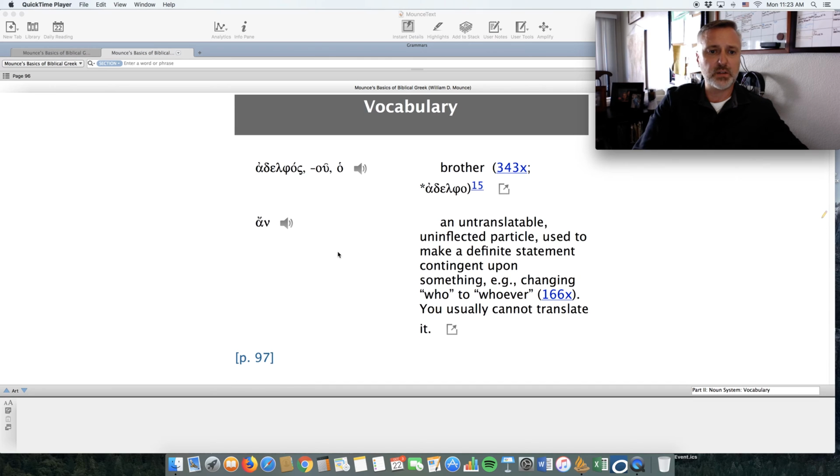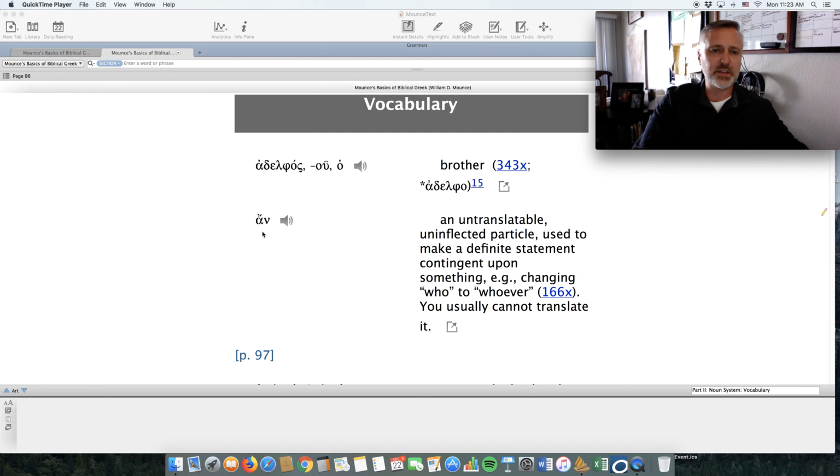We go down to hina, say hina. Hina is an interesting word, a particle is what we call it. It's uninflected. You'll see it often, but you'll oftentimes see it connected with another word, or with kai or something like that. But usually you can't translate it. It simply makes it a dependent clause with a hina clause or something like that. So log that one in. We'll look at it when we hit the workbook stuff.